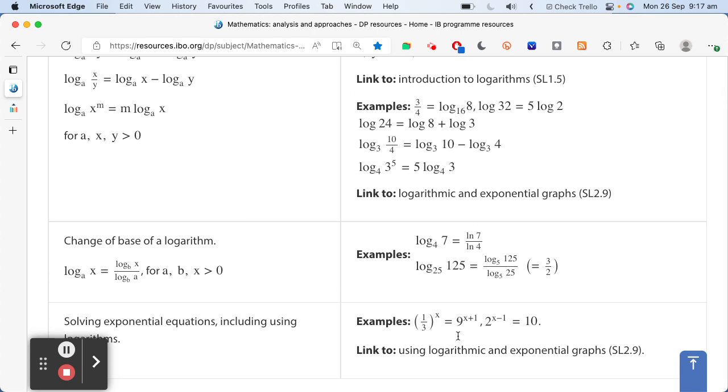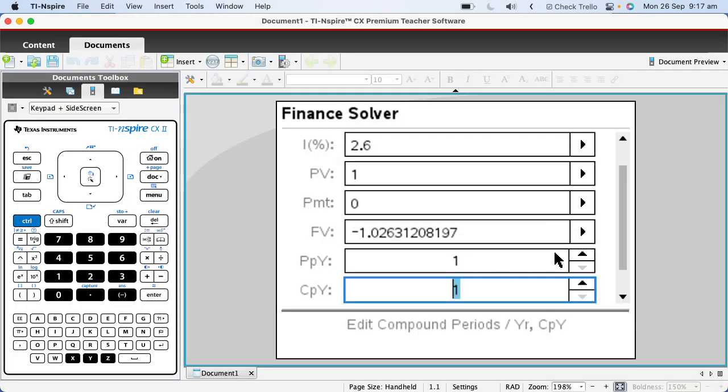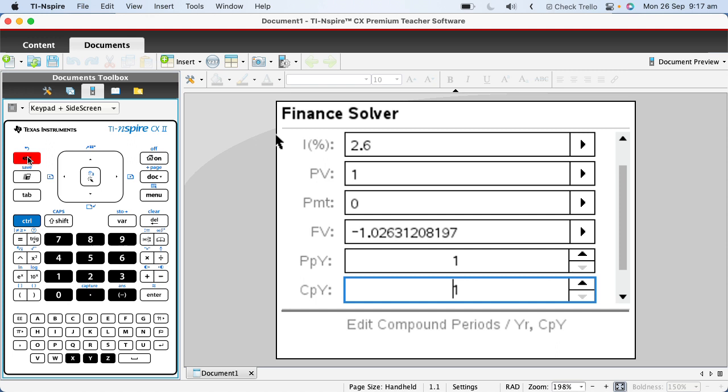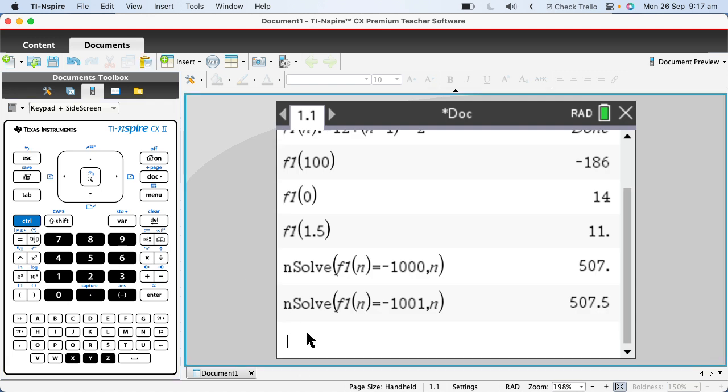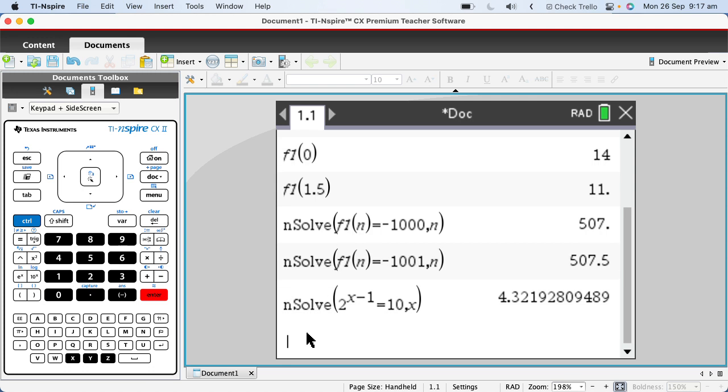these examples here. But if you've got something like 2 to the power of x minus 1 equals 10, there's a couple of things you can do, really. You can use nsolve: 2 to the power of x minus 1 equals 10 with respect to x, and it will give you that as well. Remember that the problem with numerical solve is that if there are multiple solutions, it's only going to give you one. So just be careful of that.